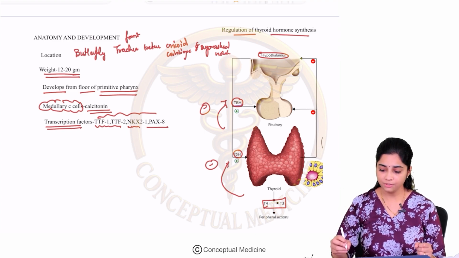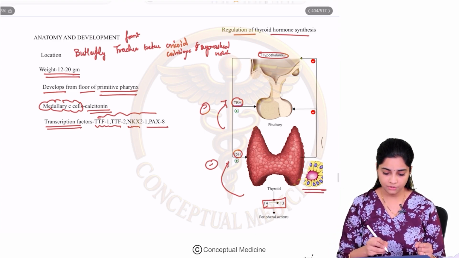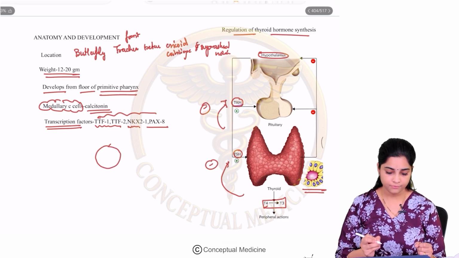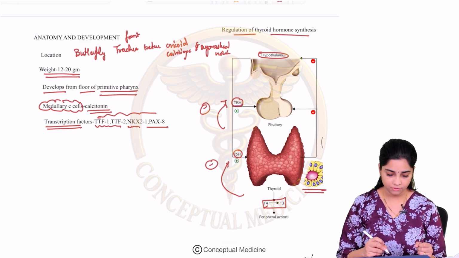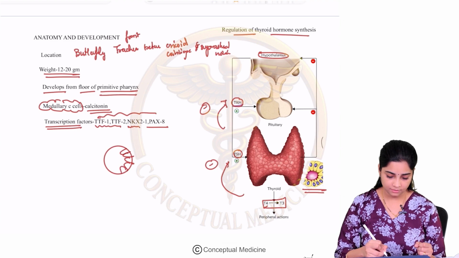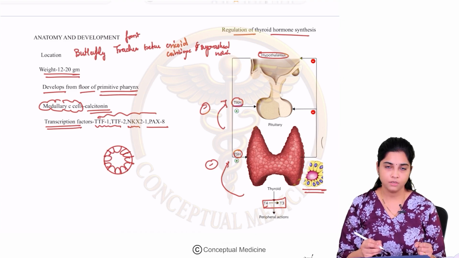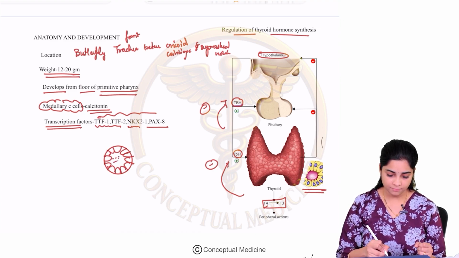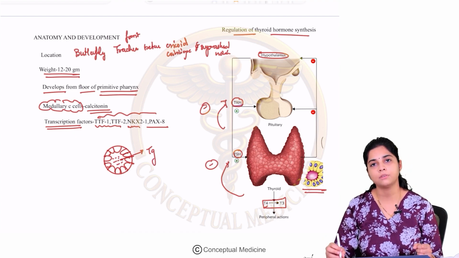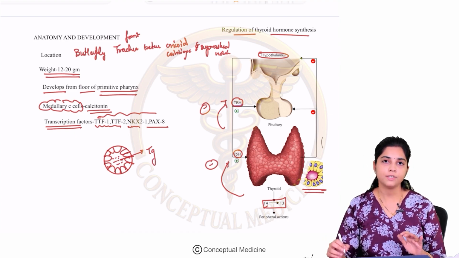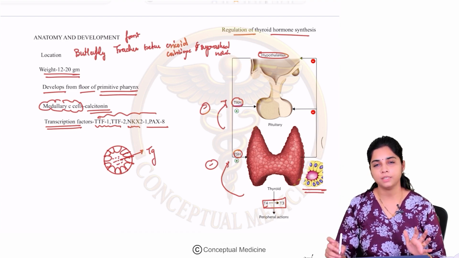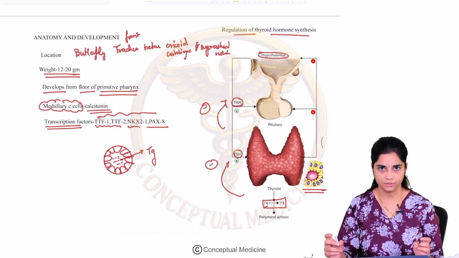When you look at the histological examination, the thyroid gland is characterized by the presence of follicles. These follicles comprise columnar cells. The protein present within these follicles is called thyroglobulin, TG. So we have just looked at some of the salient features about the anatomy, development and histology of the thyroid gland.